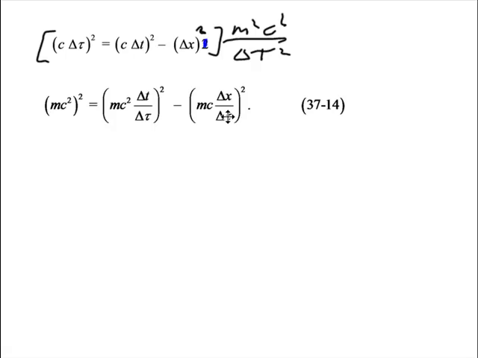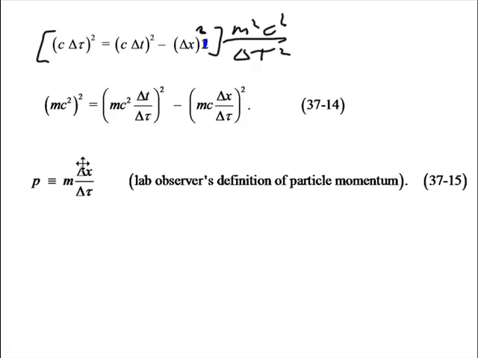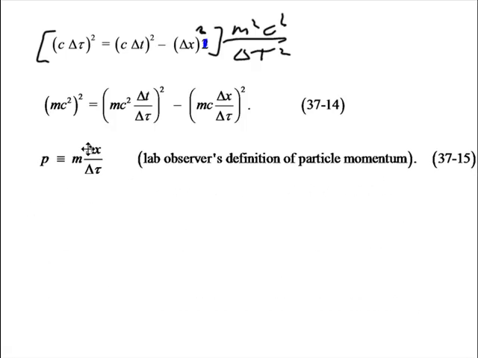Well, delta x over delta tau is a kind of velocity. So I've got a mass times a kind of velocity. That seems like it should be a momentum. And in fact, that is the correct momentum from a laboratory observer's point of view of a particle moving. Notice it's not delta x over delta t. The velocity of the particle is delta x over delta t.